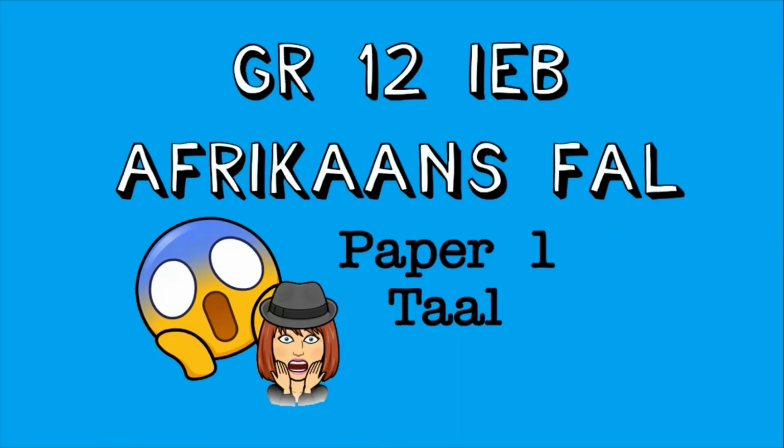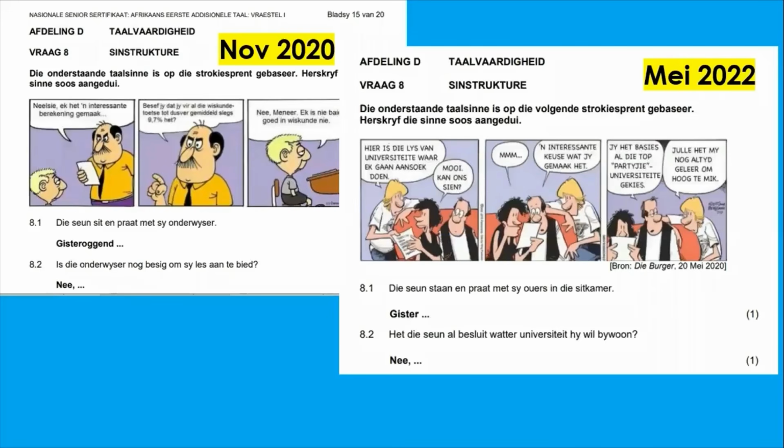Okay, so the 4 papers that we are going to look at is a November 21 and a May 22. And as you can see, they have the same vibe. The question starts with a strokie spread up here, the same here. And the first 2 are in order. Here they have a tense one, and here the ontkenning, and the same one over here.